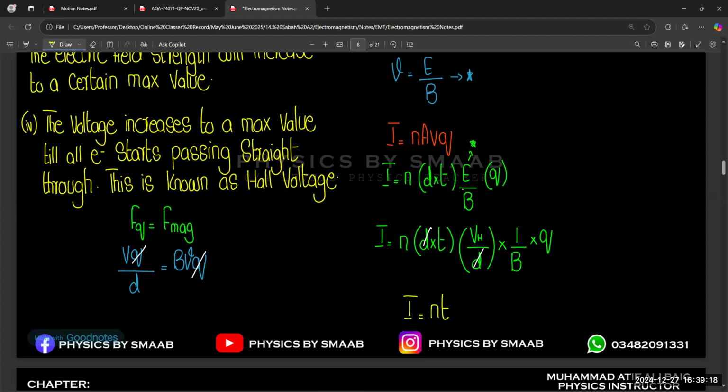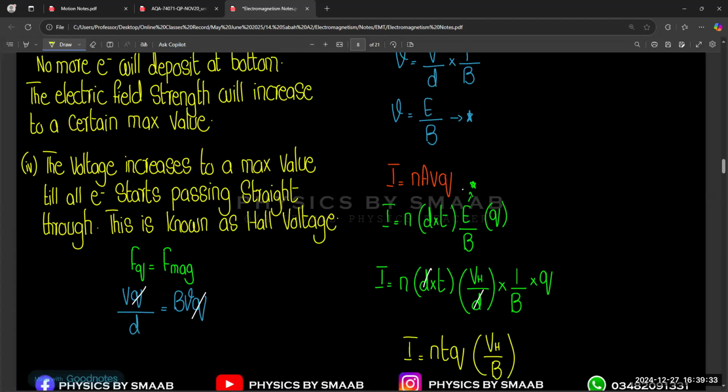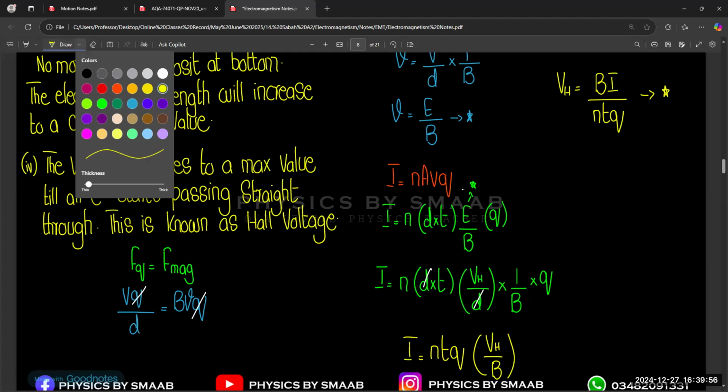Okay, so this is deriving the equation. And now we can shift all the values to the other side to make Hall voltage the subject. So VH will be equal to I over B I over NTQ. Correct. Also, isn't I over Q also equal to time? No, that's different. I equals Q over T, right? We can also say that.